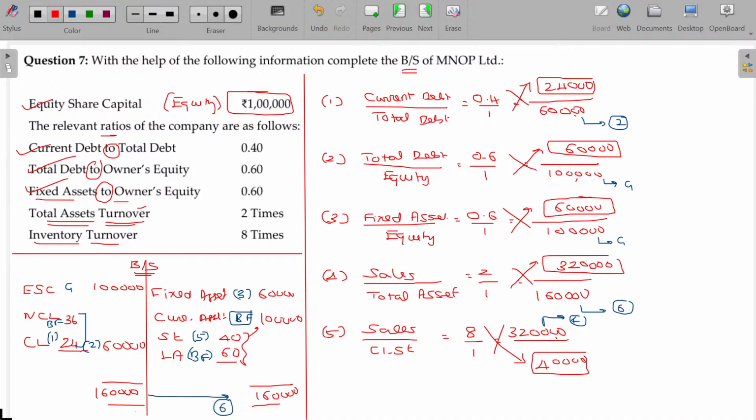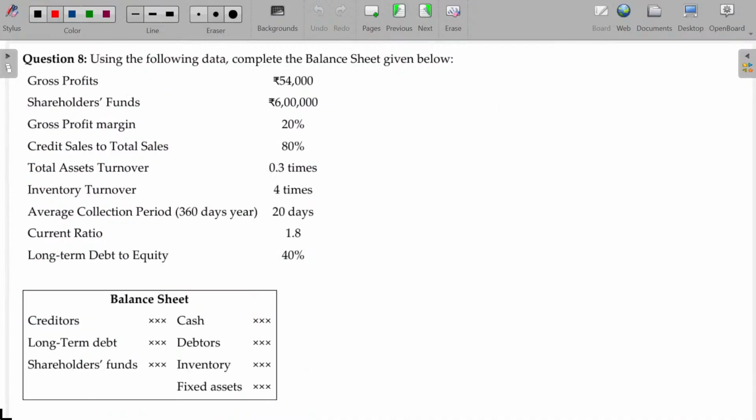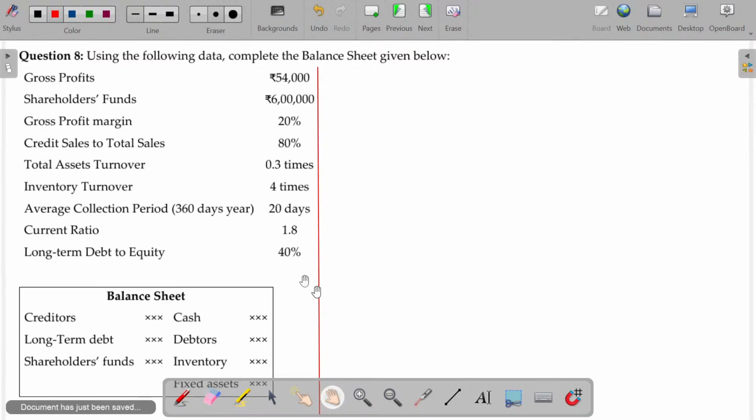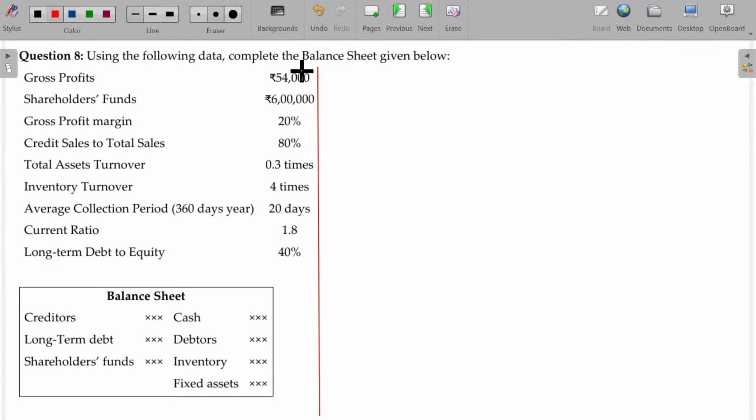Now let's go on to the next one. This one is clear, right? Question number 8. Using the following data, complete the balance sheet. The balance sheet is also given. If the balance sheet is given, that itself is information for you. So we don't have any information beyond this.